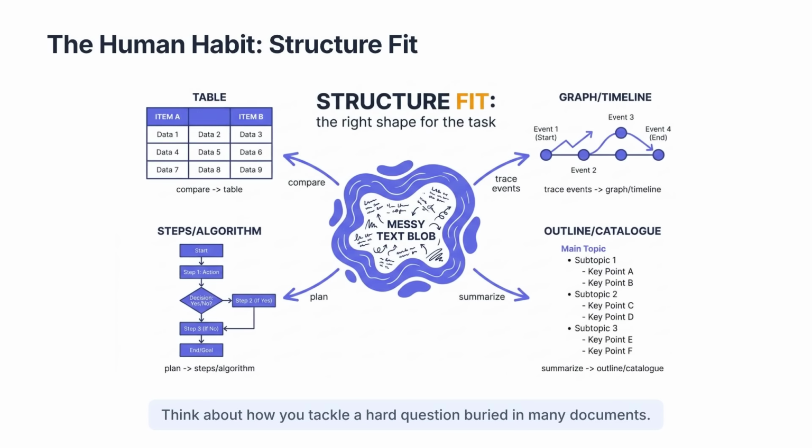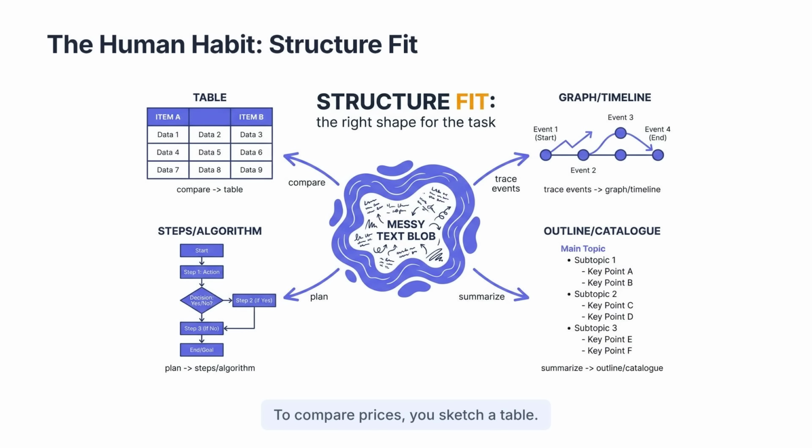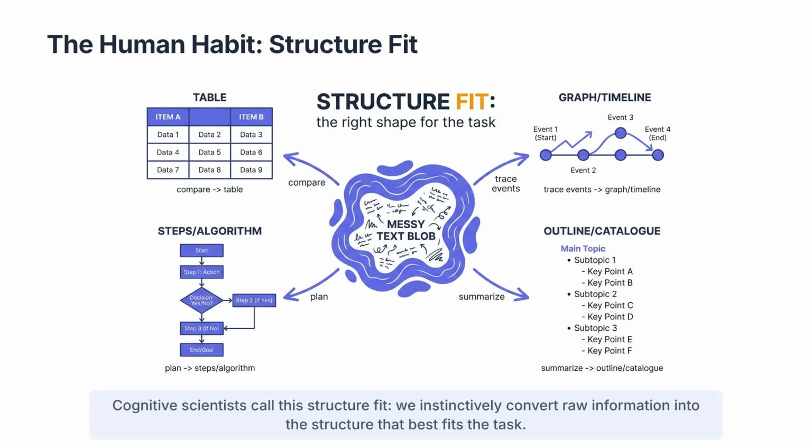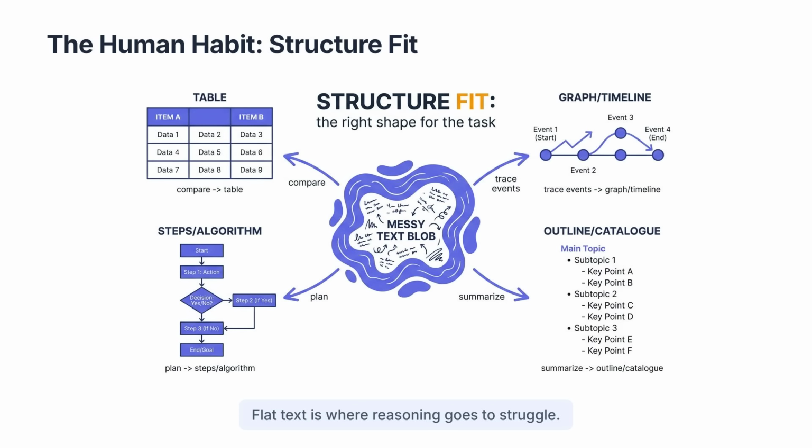Think about how you tackle a hard question buried in many documents. To compare prices, you sketch a table. To trace a chain of events, you draw a timeline or a graph. To plan, you write steps. Cognitive scientists call this structure fit. We instinctively convert raw information into the structure that best fits the task. Flat text is where reasoning goes to struggle. Structure is where it gets easy.